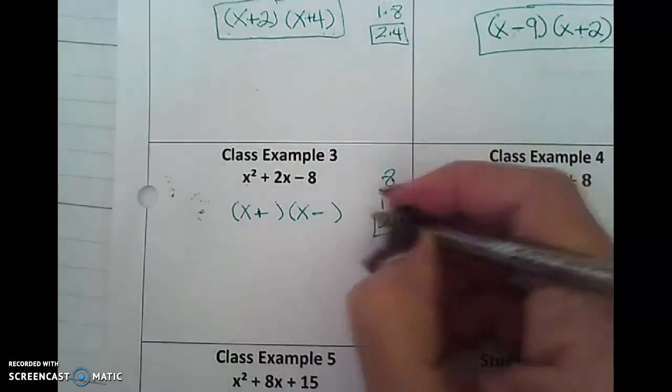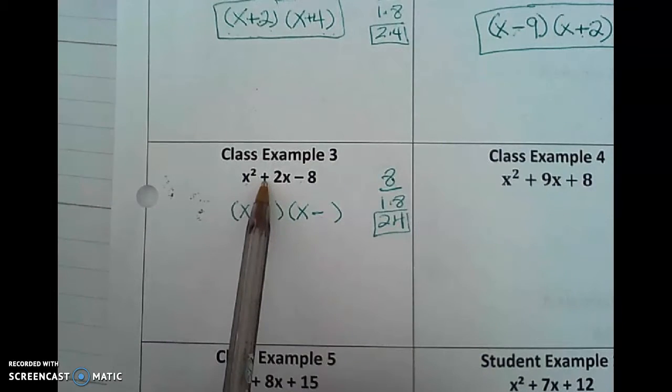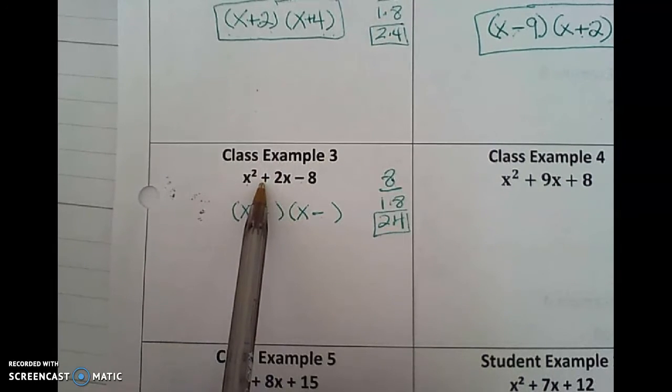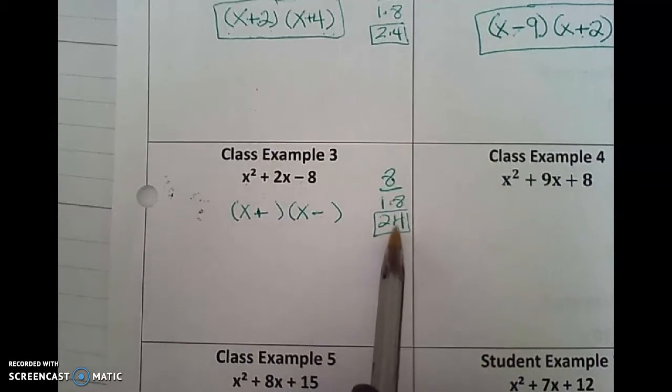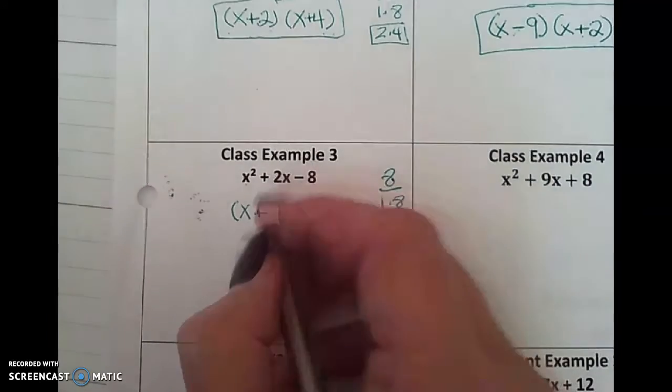Now, where do we put them? Whatever sign is in the middle gets the bigger factor. The bigger factor is 4. The 4 goes with the plus.